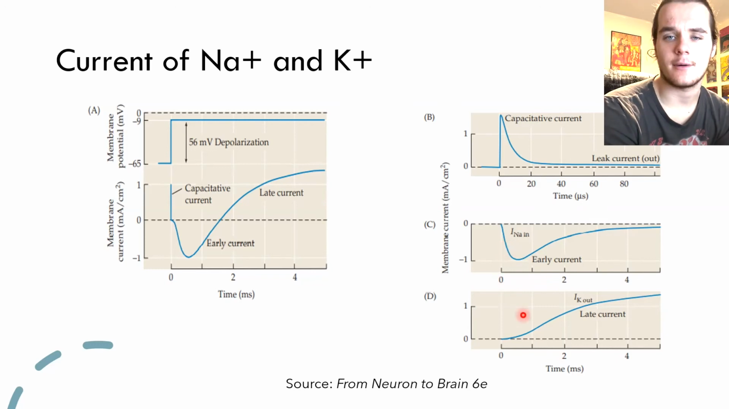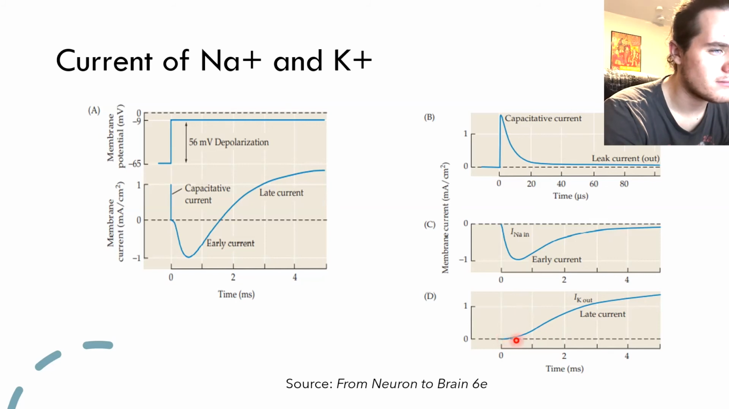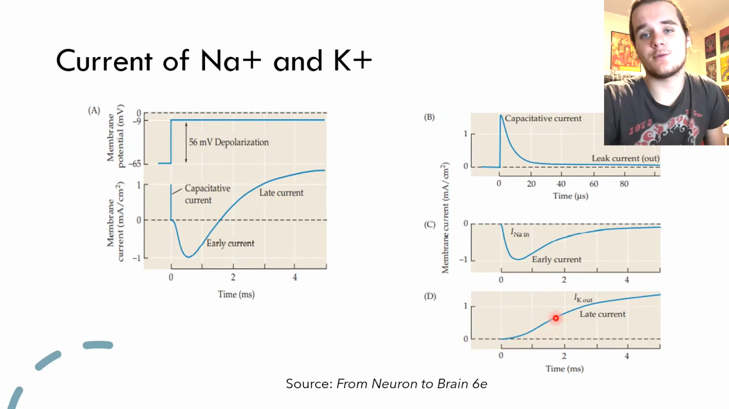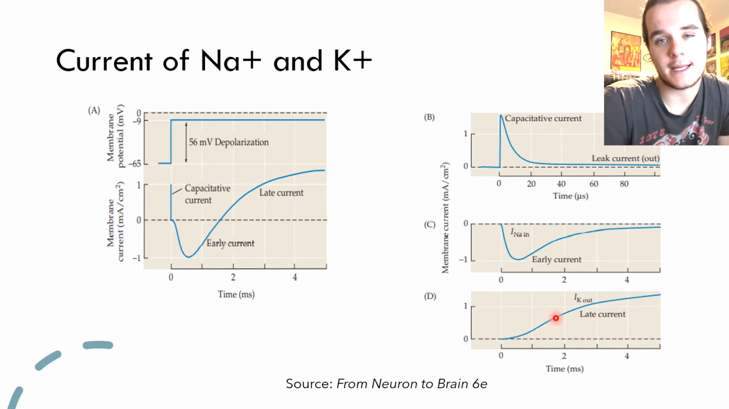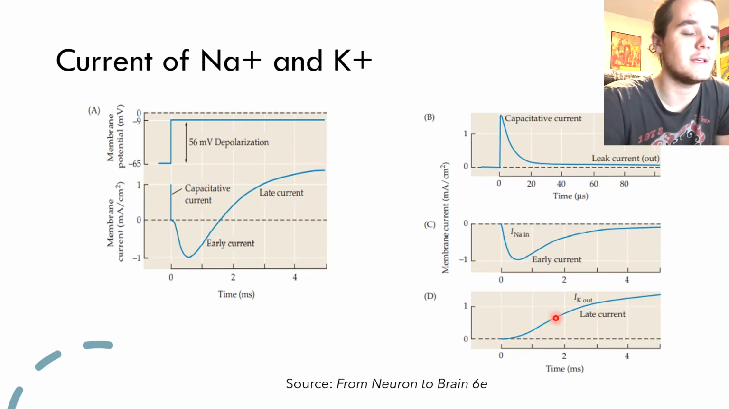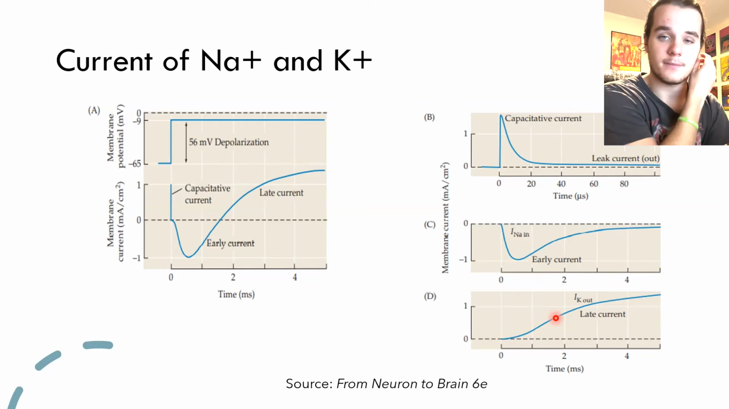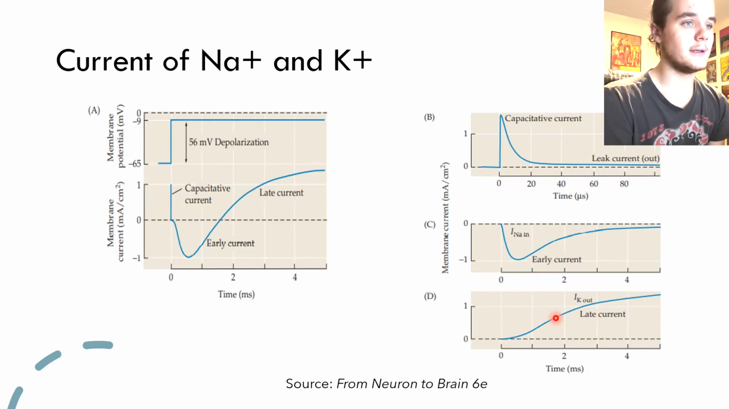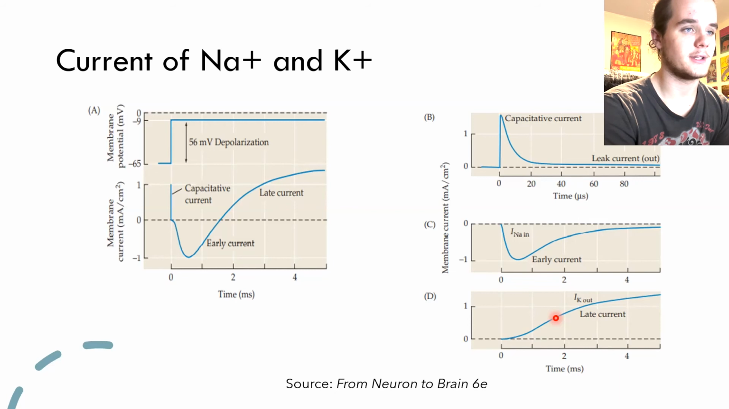Let's talk about the late current now. The late current is called the late current because it's a little bit delayed, right? It's a little bit late to start. And as we can see, maybe roughly around one millisecond here, it starts to increase slowly but surely. And this is reflective of the outward potassium current. If we think about it, it makes sense because the voltage-gated potassium channels open roughly about 1 millisecond after the sodium channels open.